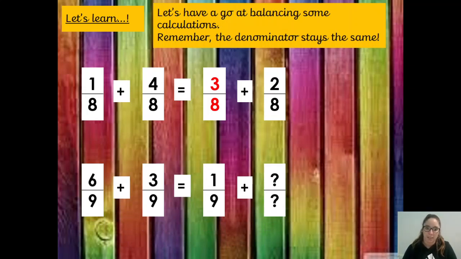So we've got 6/9 add 3/9. Okay, so you can work that bit out first. What's 6/9 add 3/9? Okay, hopefully you're saying it's 9/9, is the same as 1/9 add what? Well, we know what the denominator is going to be, don't we? Because that's going to remain the same. So 1/9 add something, it needs to equal 9/9. So it's going to be 8/9. Okay, rewind that if you want to watch that again.